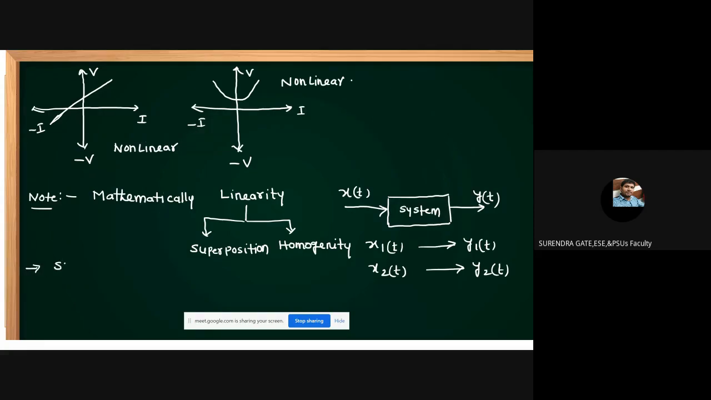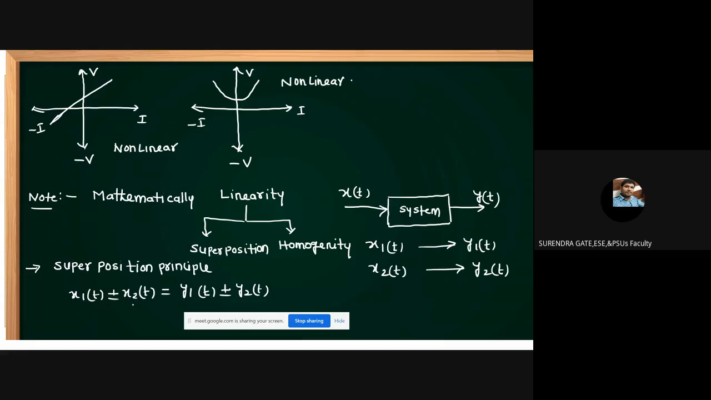Then, according to the superposition principle, x1 of t plus or minus x2 of t is equal to y1 of t plus or minus y2 of t. If it is satisfied, then we can say that the system is satisfying the superposition principle. That is, x1 of t plus x2 of t equals y1 of t plus y2 of t, or x1 of t minus x2 of t.